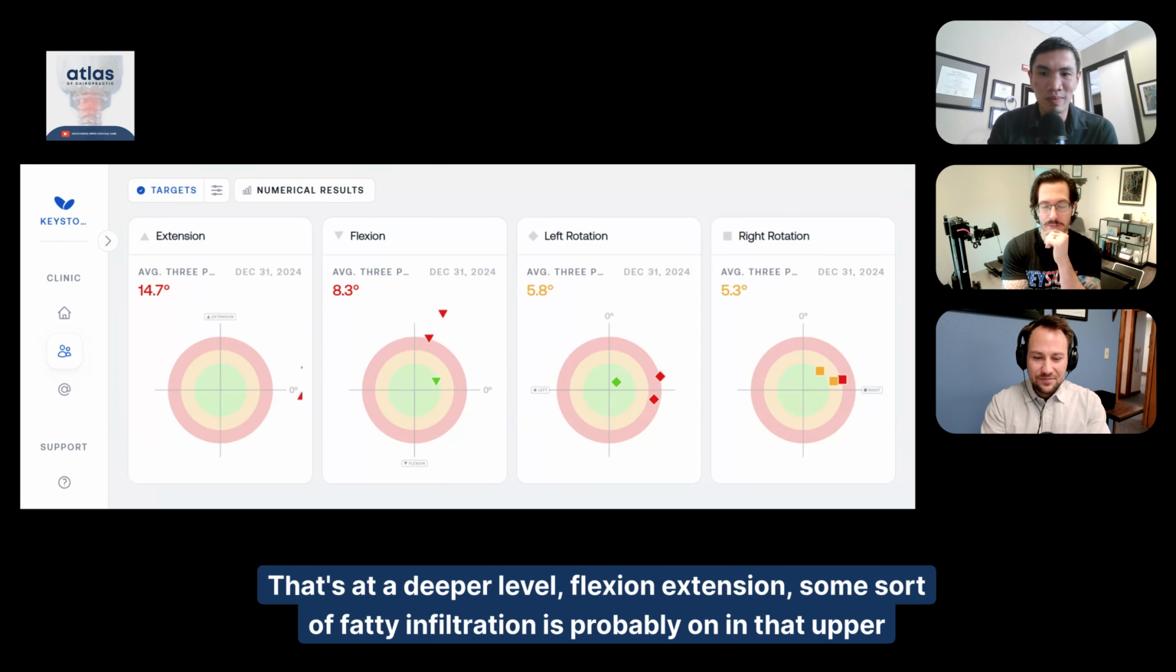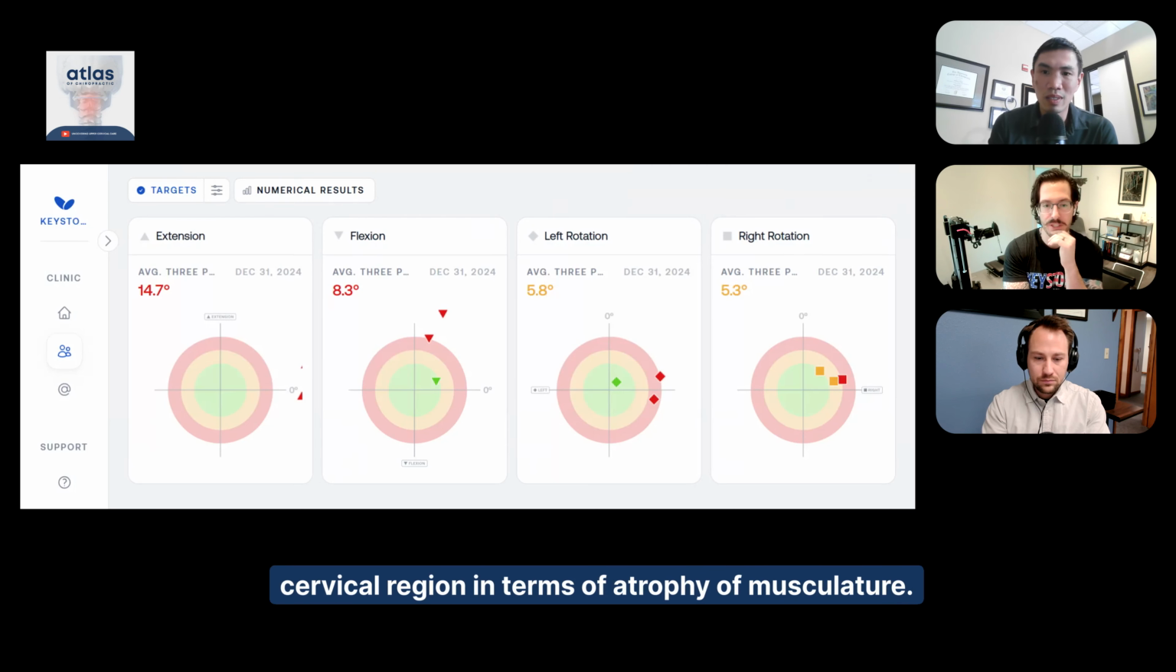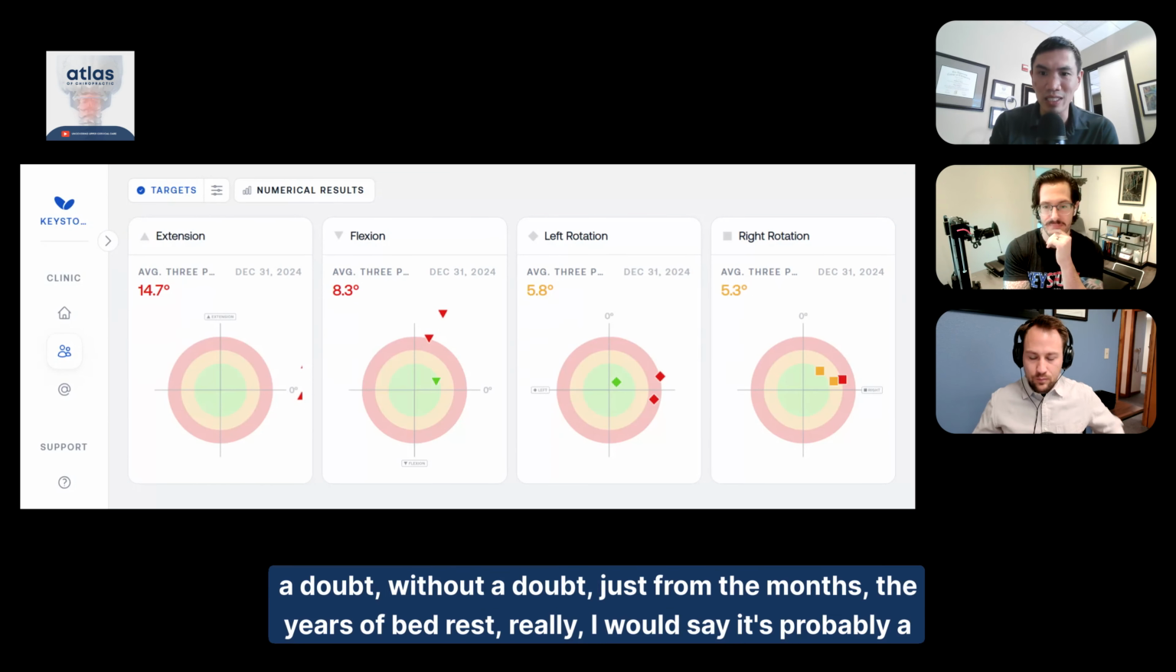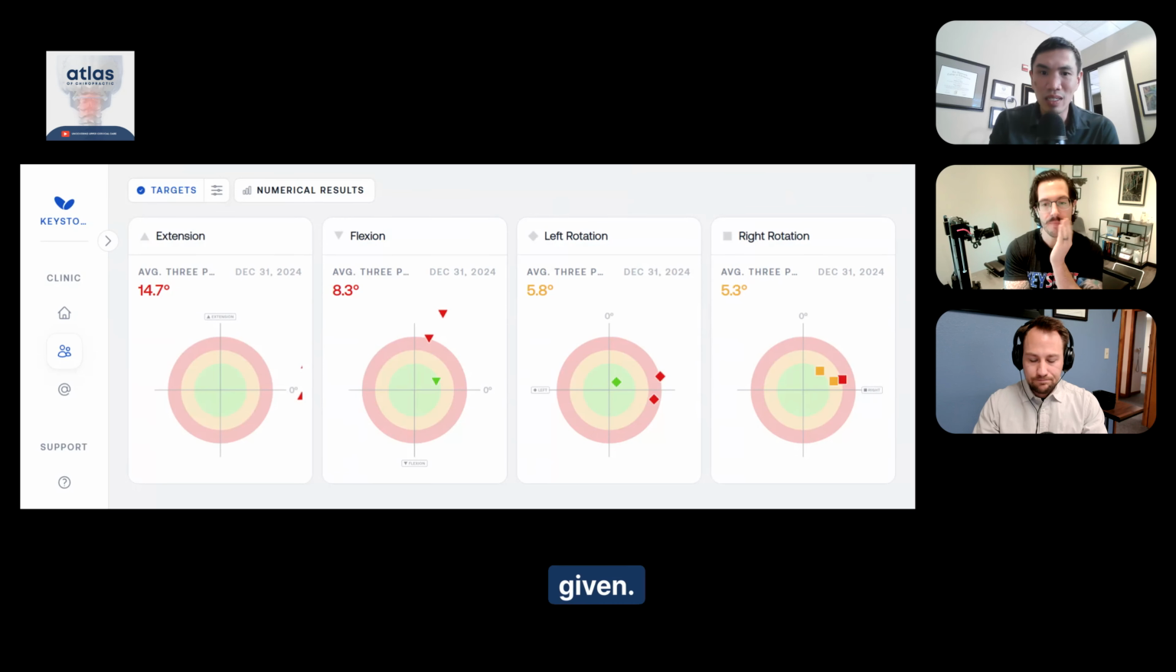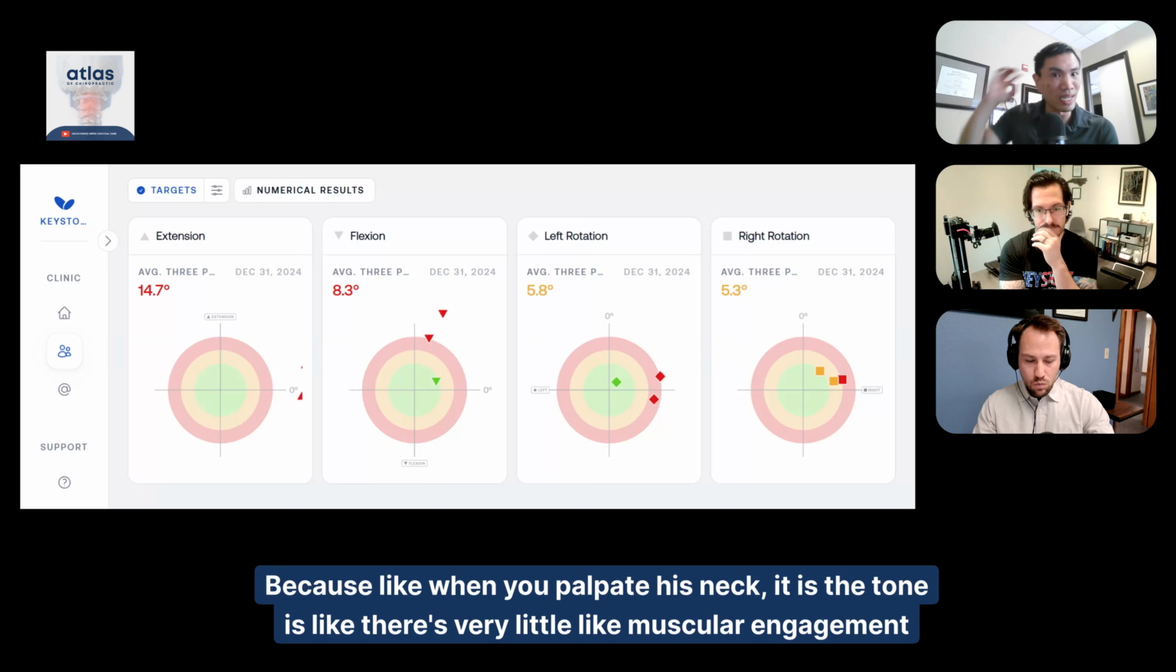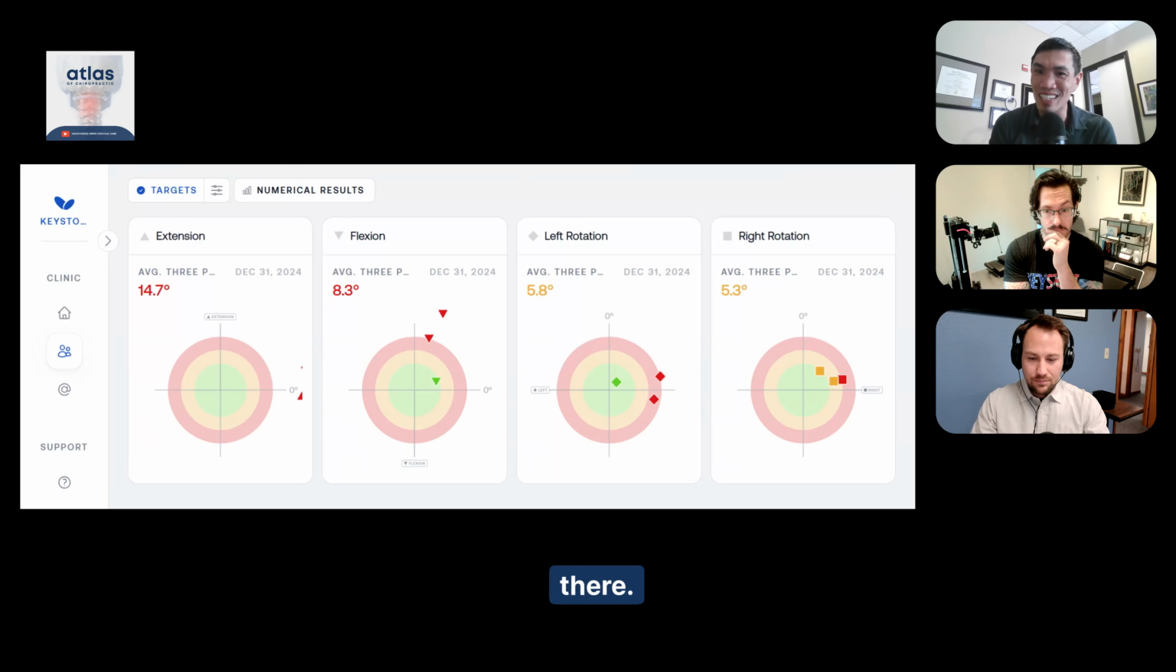At a deeper level, flexion extension, some sort of fatty infiltration is probably in that upper cervical region in terms of atrophy of musculature. Without a doubt, just from the years of bed rest, I would say. When you palpate his neck, the tone is such that there's very little muscular engagement there.